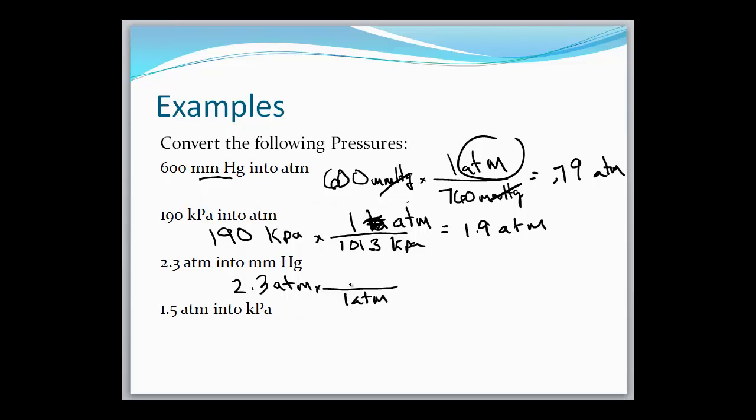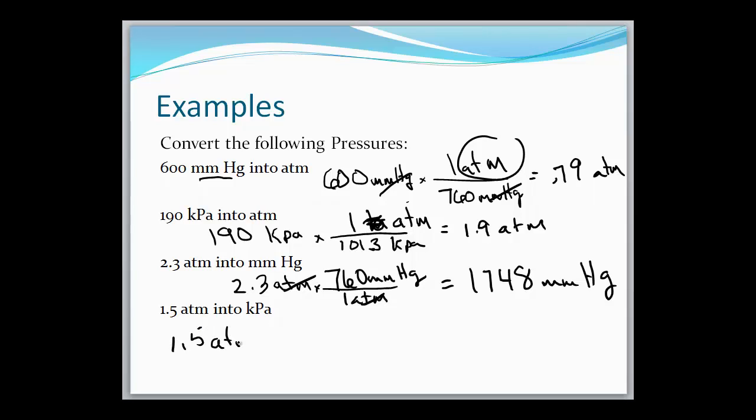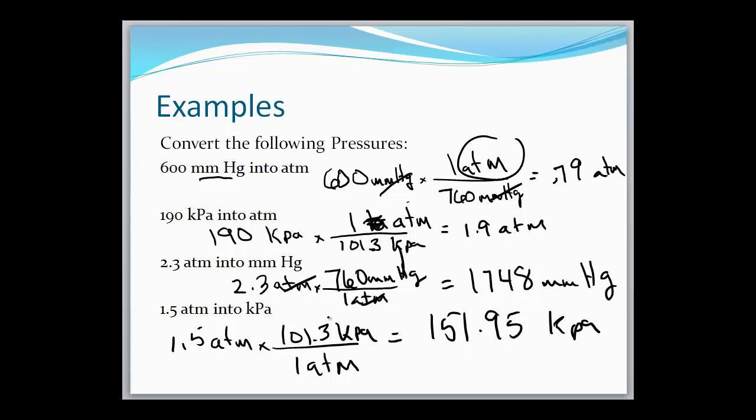The next one, you've got 2.3 atmospheres. 1 atmosphere is 760 millimeters of mercury. Do the math, 2.3 times 760, 1748 millimeters of mercury. And the last one, 1.5 atmospheres. 1 atmosphere is 101.3 kilopascals. Do the math, and you get 151.95 kilopascals. So hopefully those conversions are rather easy for you.